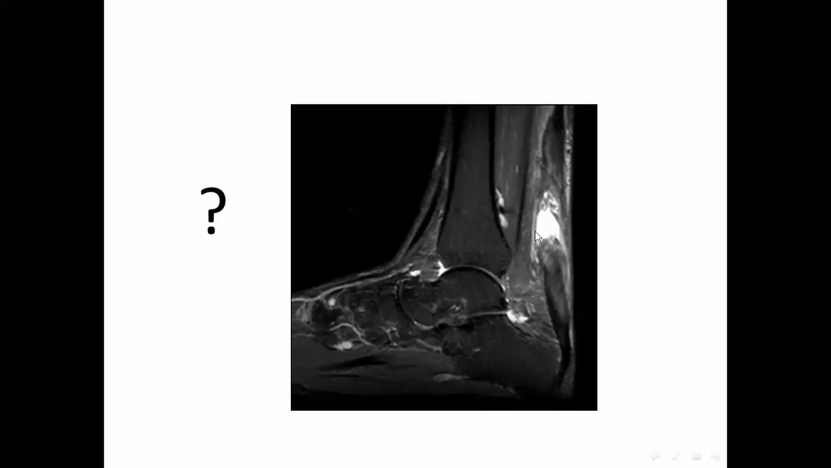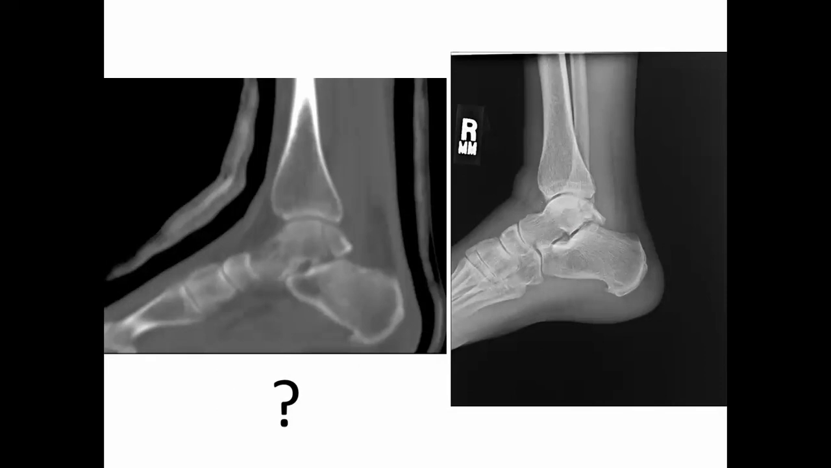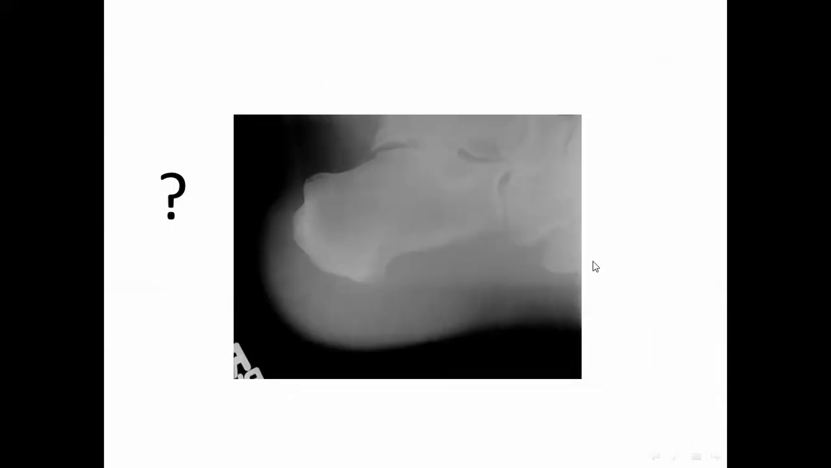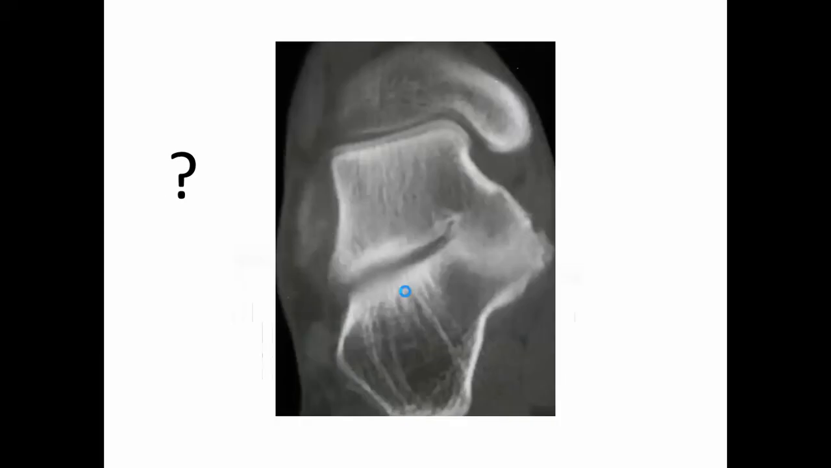And here we have a tear. And here we have the fracture of the talus, and reconstruction CT to show the fracture site. And here we have large thickness of the soft tissue due to acromegaly. And here we have tarsal coalition, or the talocalcaneal coalition. Thank you.